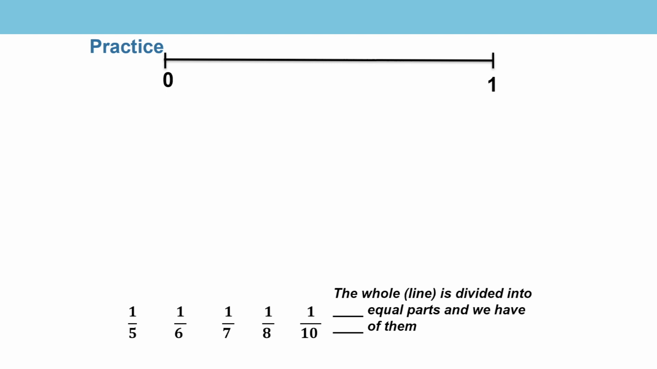You have a sentence stem to help you. The whole for the first one is divided into 5 equal parts and we have 1 of them. So now position the 1/5 on the number line. Pause the video and complete all 5.